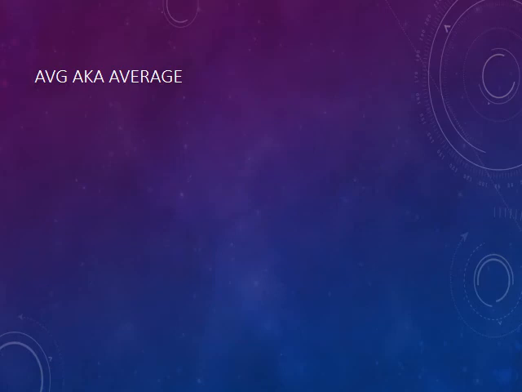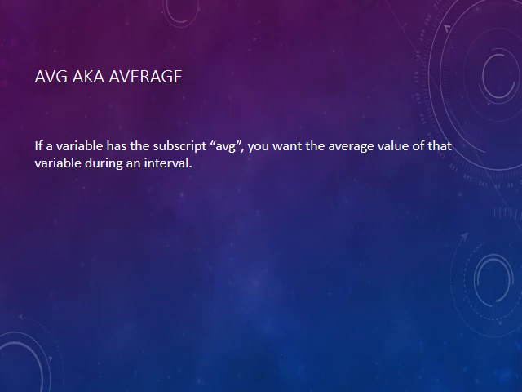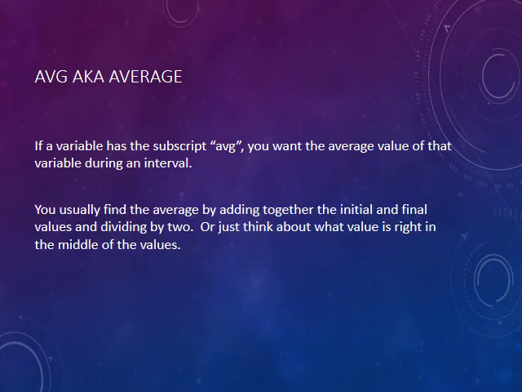Another operator is the average operator, which sometimes is just abbreviated AVG. So if you see a variable with a subscript AVG, I want the average value of that variable during a certain amount of time. I know you found averages in the past, but the way you do it is you just add together the values. For us, we usually just have initial and final, so it's just adding two values together and dividing by 2.